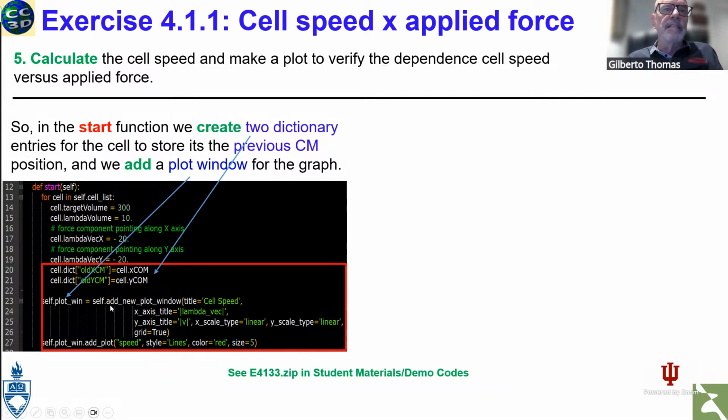The following lines are for the graph too. Now you know how to put the graph. Go from the drop-down menu, include the graph, configure it with cell speed in the title, X title lambda back, Y title V. That means we are going to plot V against force, or modulus of V against modulus of force. You can see how increasing the force affects the speed of the cell.